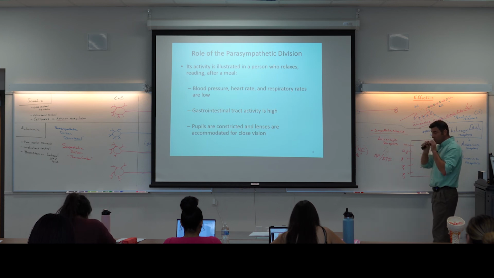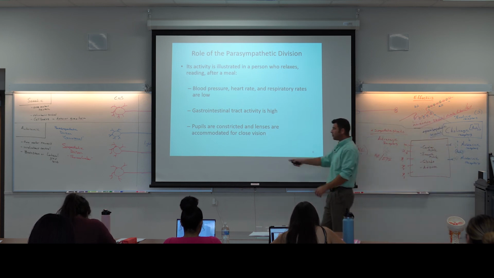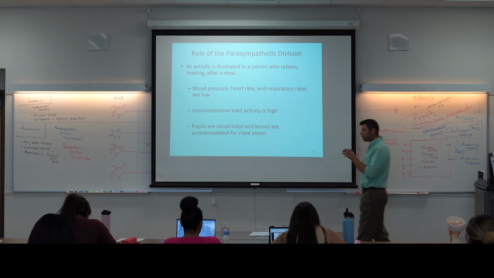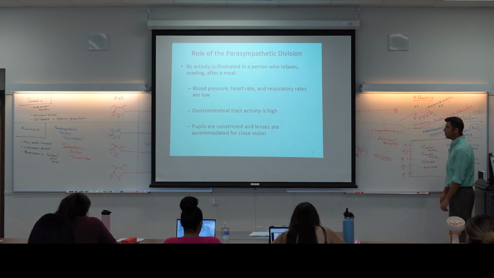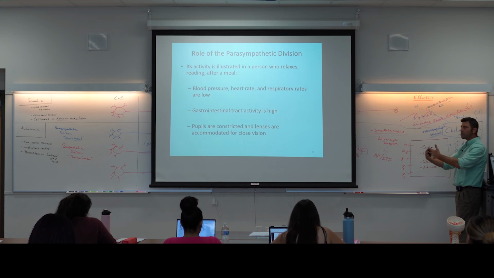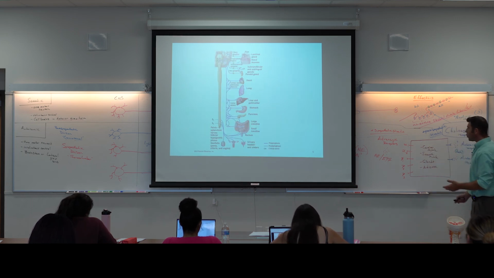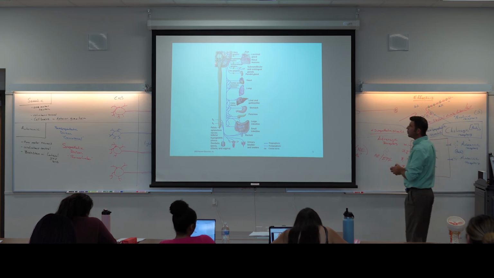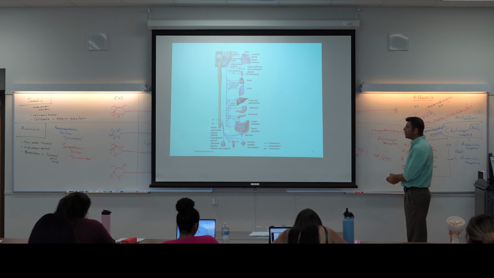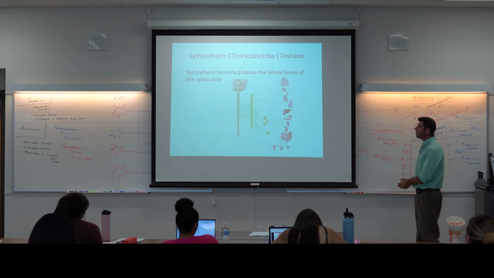Sympathetic signals cause pupil dilation, and parasympathetic signal, this rest and digest, is going to cause pupils to constrict slightly. So this is accommodation for close vision. You're just reading a book right in front of you on the couch. Once again, this is just pictures of our craniosacral division, our parasympathetic division, long preganglionic neurons and short postganglionic neurons.